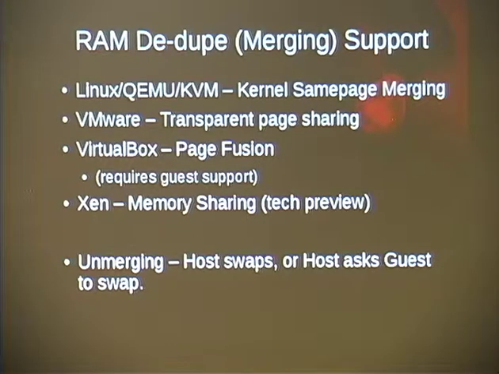And under Xen, it's called memory sharing. It's a technology preview. They don't really promote this. It's not really production quality stuff yet, but some of the basic stuff is out there. And if you have a situation in all of these environments where you had a whole bunch of exactly duplicate VMs and they started diverging their similarities, what happens is it doesn't crash.